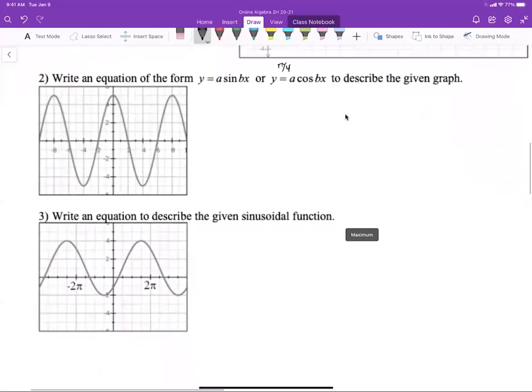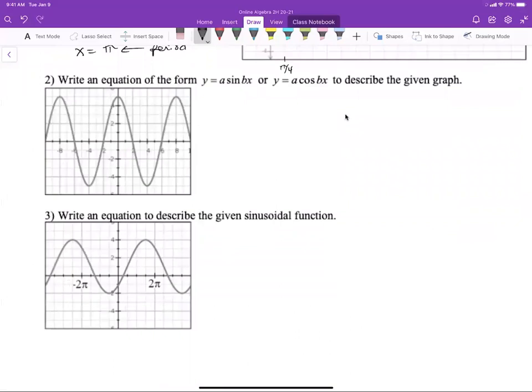Next one, write an equation in the form of y equals a times sine bx or y equals a times cosine bx. You could have picked either cosine or sine. I'm going to go ahead and pick this graph right here, which is cosine, because I have started at something above my center line. My center line is at my x-axis. I'm going to take a look at my amplitude. Amplitude is always a positive value. So it looks to me like the amplitude is 5. So we know that value is 5.